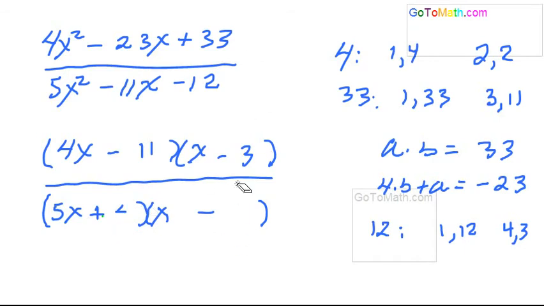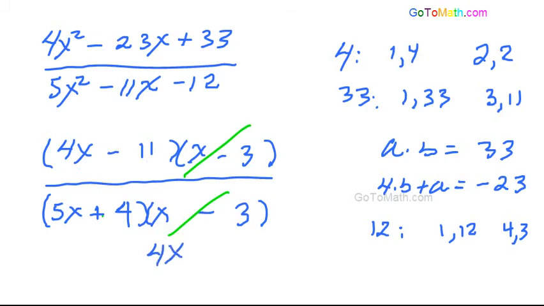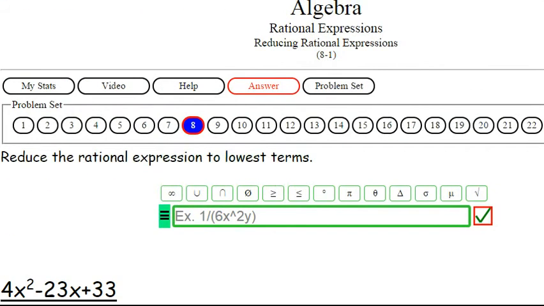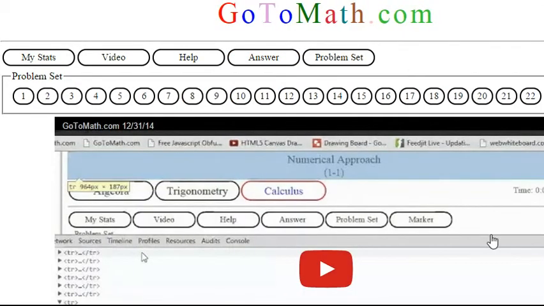Whoops. Get rid of that. And I got rid of everything. 3 and 4. Okay. So obviously these guys here cancel out and we're left with a 4x minus 11 over a 5x plus a 4. Okay. So let's click that. 4x minus 11 over 5x plus 4. Alright, good thing. Okay, so we're over here at gotomath.com and see you in the next problem.